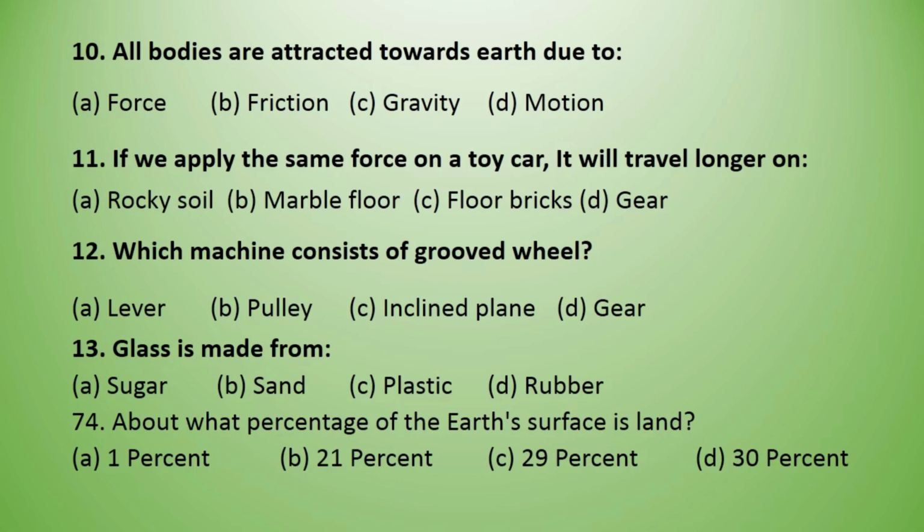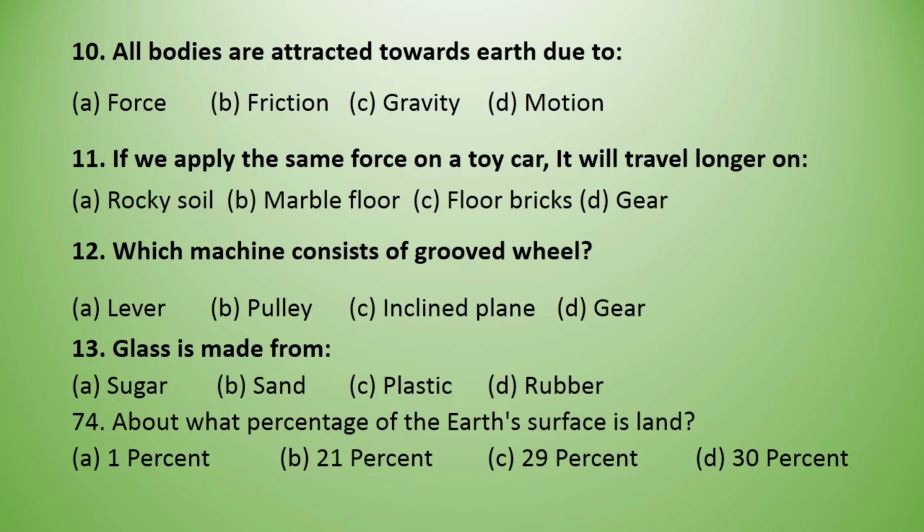11. If we apply the same force on a toy car, it will travel longer on A. rocky soil, B. marble floor, C. floor bricks, D. gear. Answer is B. marble floor. 12. Which machine consists of grooved wheel? A. lever, B. pulley, C. inclined plane, D. gear. Answer is B. pulley. 13. Glass is made from A. sugar, B. sand, C. plastic, D. rubber. Answer is B. sand.